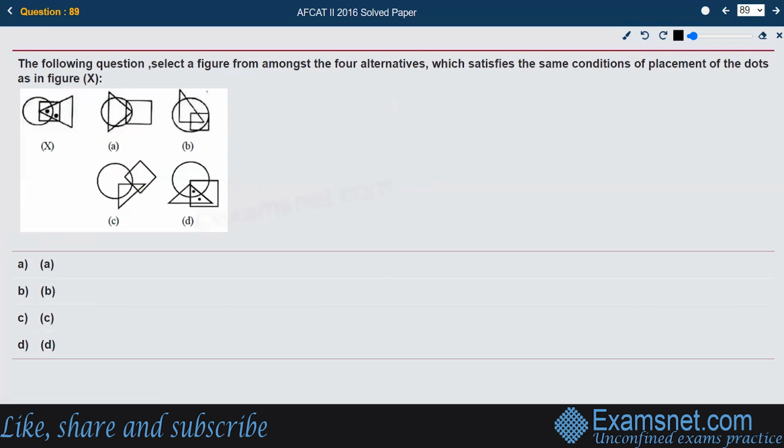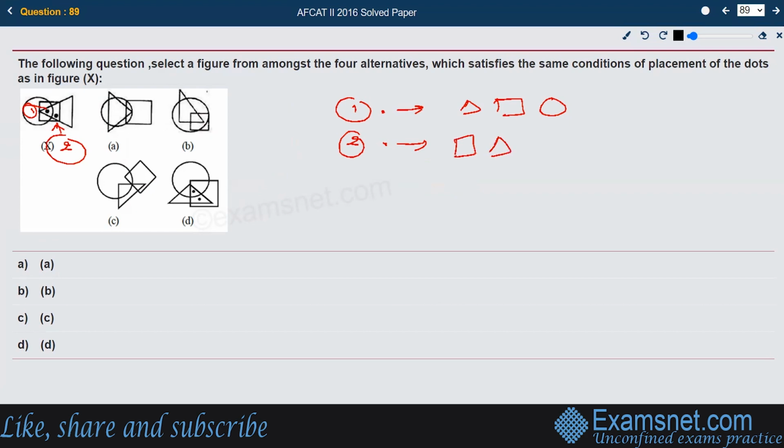Next, again we are supposed to find out the placing of the dots. Let us name this as the first dot. The first dot should be placed between triangle, square, and circle, all three. The second dot should be placed where? If I name this as the second, the second dot should be part of the square and triangle only.